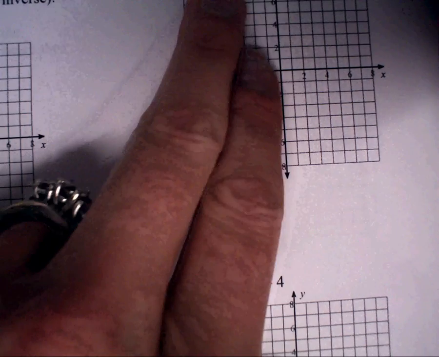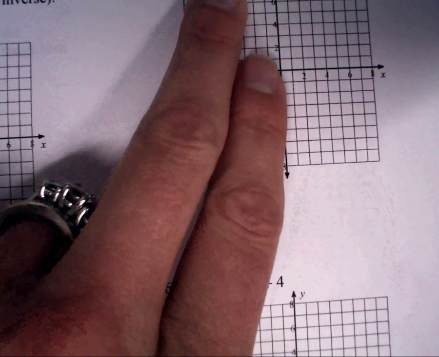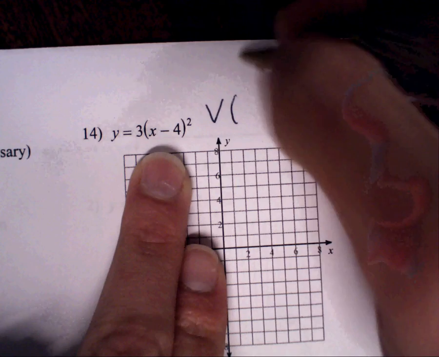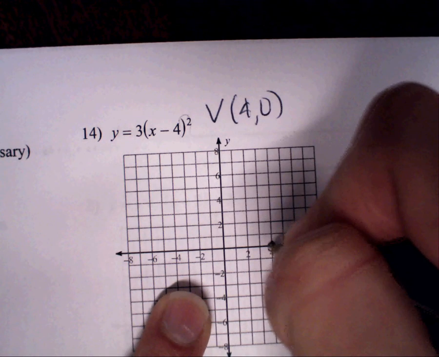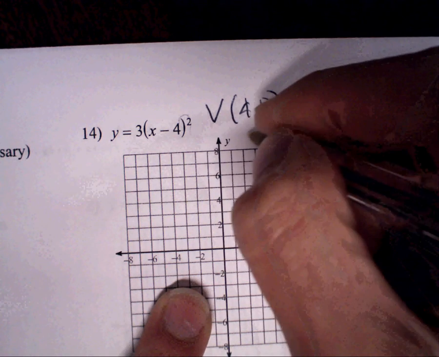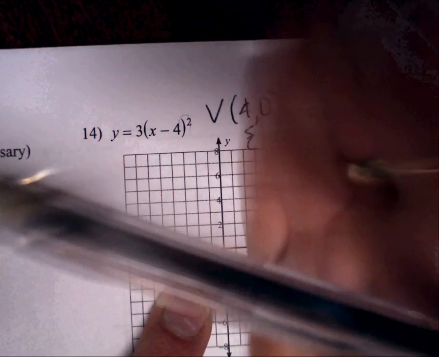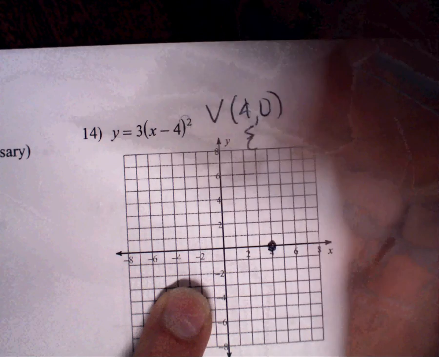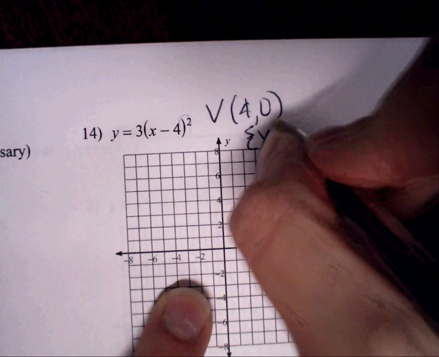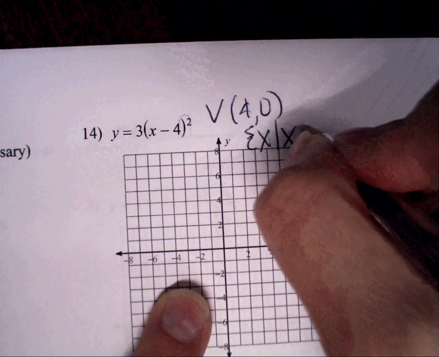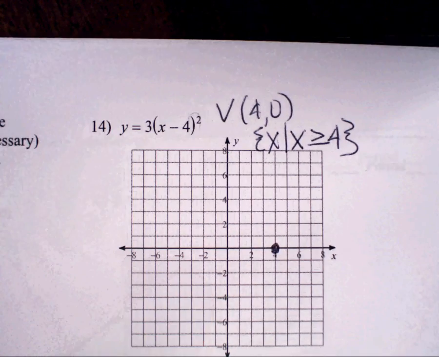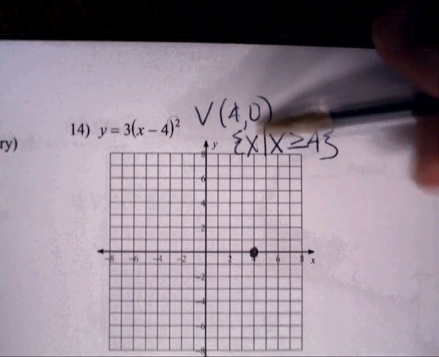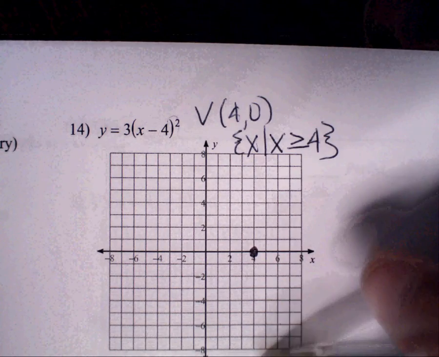This one's vertex, because we have a parabola here since it's squared, is (4, 0). So I'm going to plot (4, 0). I also need to restrict this so that I just want the right side of my parabola, because if I have my left side and my right side together, then if I do the inverse, it's not a function. So your vertex tells you where you want to cut off that parabola so you only have one side.